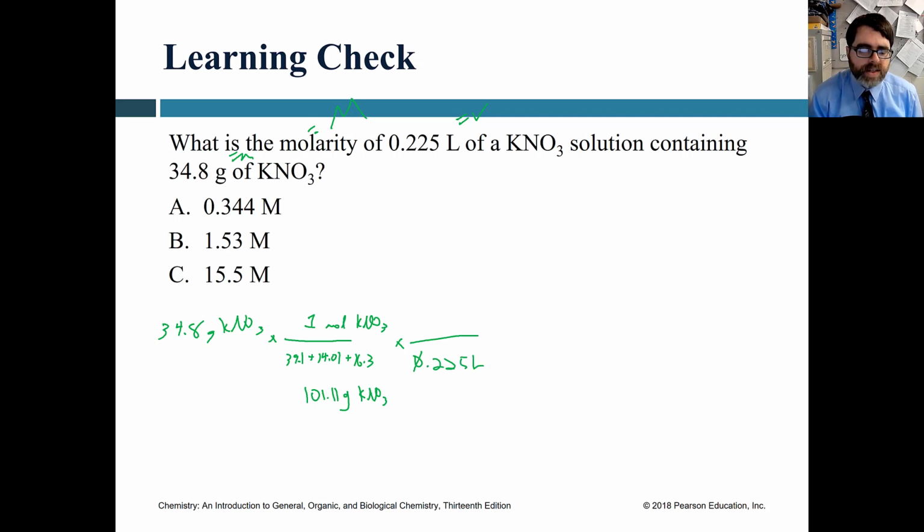I'm doing this like I did on the last slide, all in one step here. Again, if you prefer to take it in 2 steps, you can, and that gives us 1.53 molar KNO3 solution, which is choice B up here.